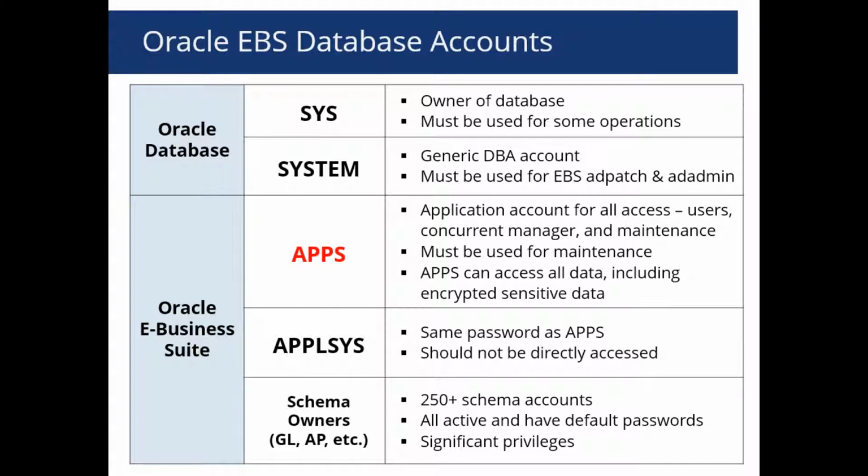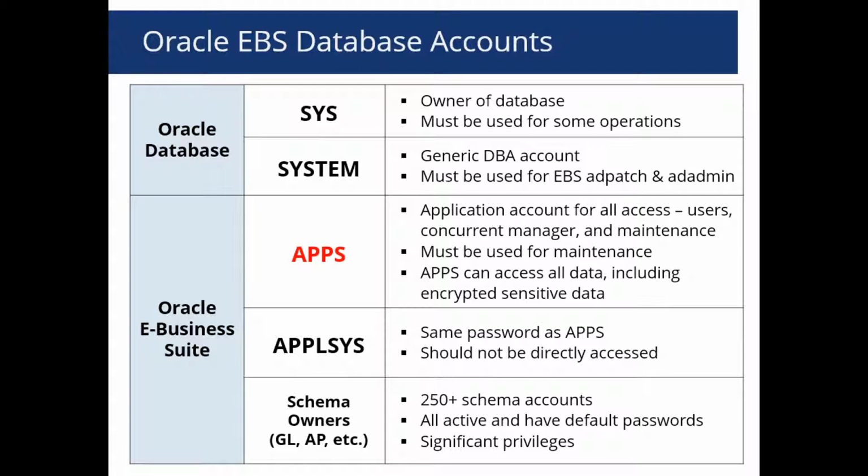The big account here in red for the application is the APPS account. The major problem with Oracle E-Business Suite in trying to control the APPS account is that the APPS account does everything. Anytime an end user logs into the application, all their SQL statements execute as APPS. Anytime you have a concurrent manager program, the batch processing system running, all that runs as APPS. Anytime a DBA needs to go in and do any kind of maintenance, they run things as APPS. So this account is used for everything. It has access to all data, and it also has access to encrypted sensitive data.